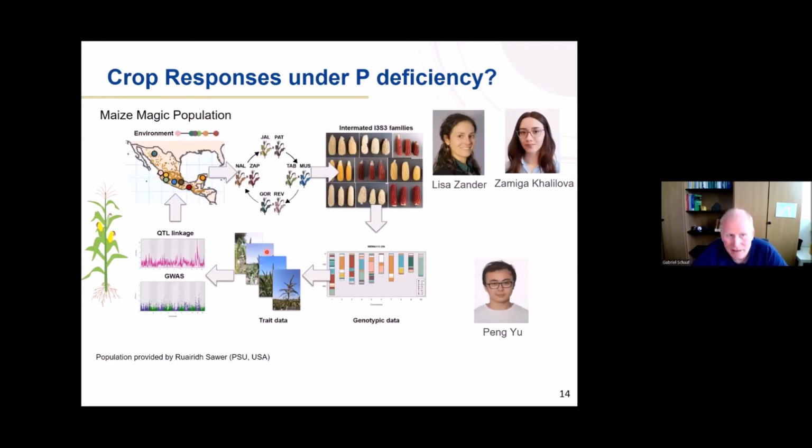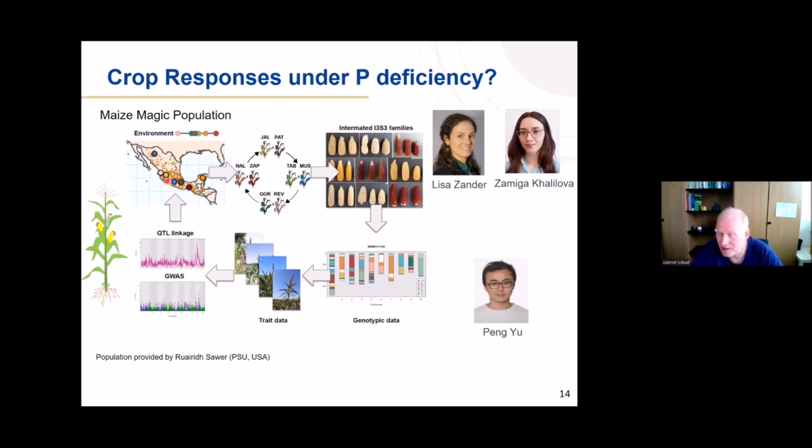Now the other approach, done by Lisa and by Samika from Pangyu's lab, takes advantage of a MAGIC population. This is a completely different principle. Here we have a population of 132 sequenced or indexed maize lines that all come from a founder population of 8 individual founding maize landraces that are very diverse and come from different places in Mexico. Interestingly, and I'll come back to this, they are also from places with very different phosphate availability. So here we can ask if there is allelic variation and whether some of the players that we identified in the model plant Arabidopsis are also relevant for phosphate use efficiency in maize.